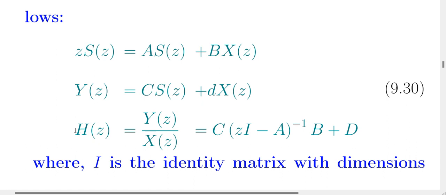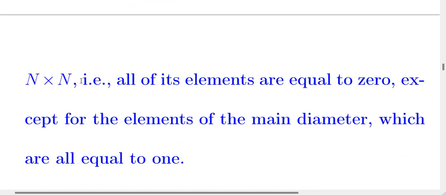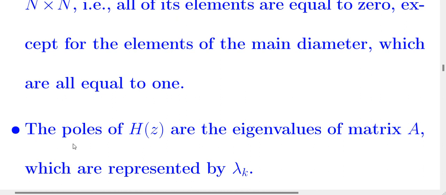The third line, H(z), will be equal to Y(z) over X(z), which will be equal to C times (zI minus A) to the power of minus 1 times B plus D, where I is the identity matrix with dimensions n times n. That is, all of its elements are equal to 0 except for the elements of the main diagonal, which are all equal to 1. Okay?